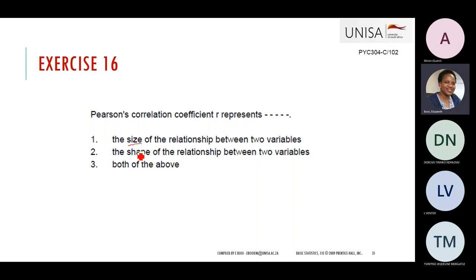Does it represent the size and shape? I know in the beginning I said R represents strength and direction. Now let's think about it.